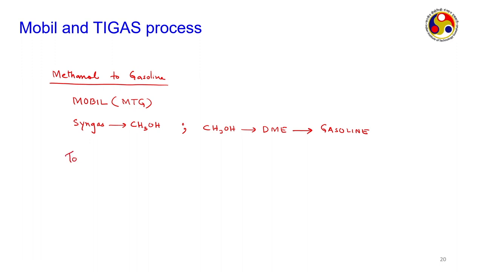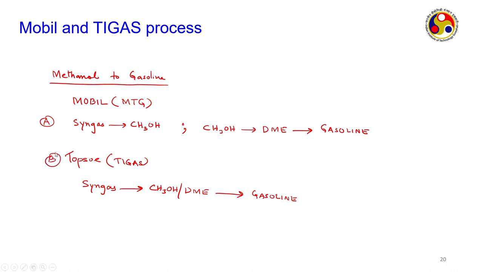Now in the Topsoe process, that is the TIGAS process, what we have learnt is that syngas is directly converted to CH3OH and DME, and this is converted to gasoline. These two plants, part A and part B, are present worldwide. So this was all about the Mobil and the TIGAS process that we developed extensively today.